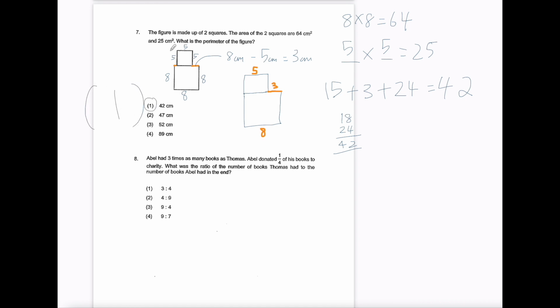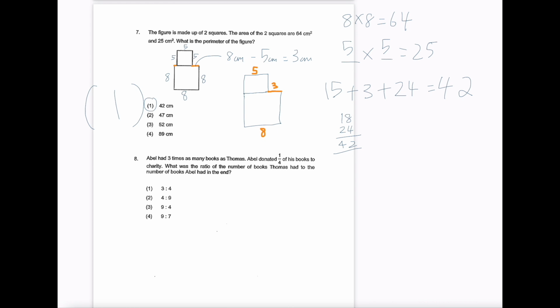Alright, so we are starting to get to the tougher questions, but it's okay, just learn from this, and then let's move on to question 8 together. Abel has 3 times as many books as Thomas. Abel donated 1/4 of his books to charity. What is the ratio of the number of books Thomas had to the number of books Abel had in the end?